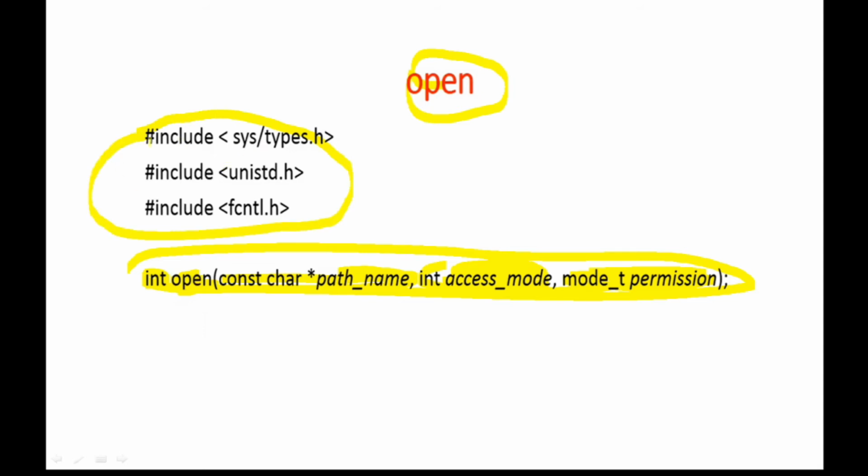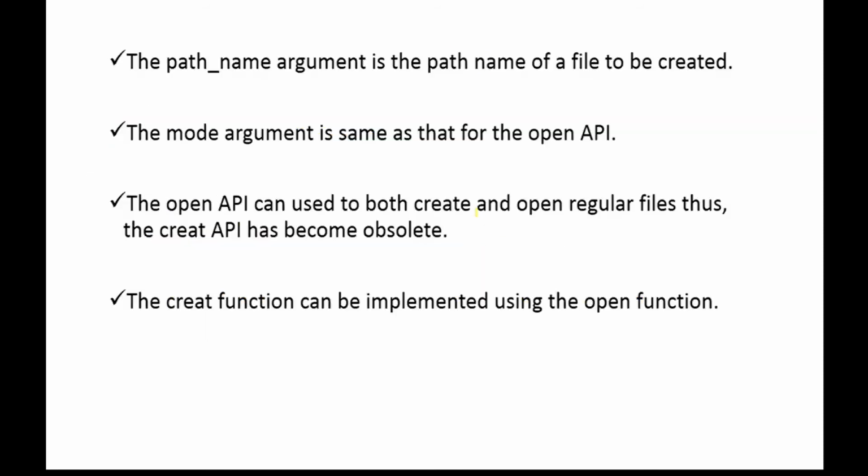The first one is #include <sys/types.h>, then #include <unistd.h>, then #include <fcntl.h>. fcntl is the file control. So it is compulsory to include these three header files whenever you are going to make use of the open system call. The pathname argument is the path name of the file to be created, and the mode argument is the same as for the open API.